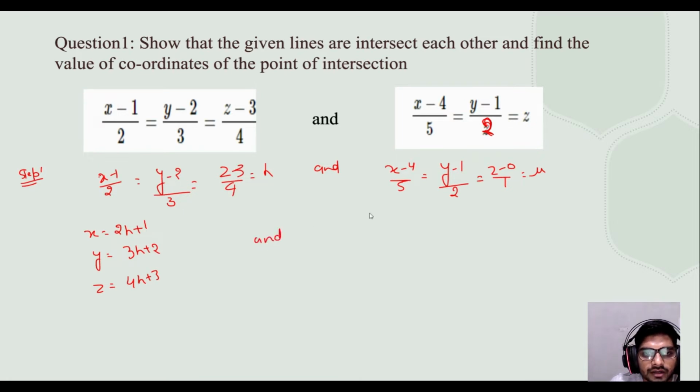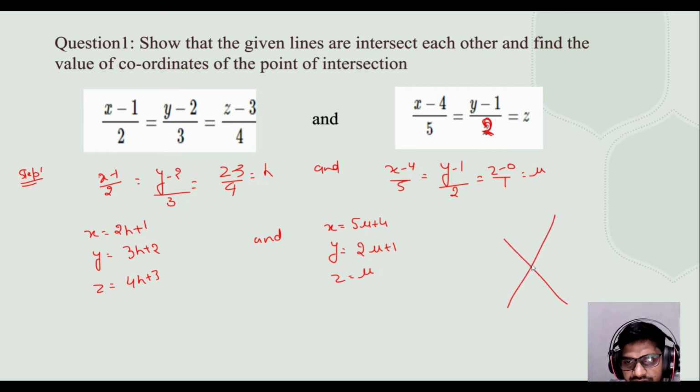What are the values of x, y and z from the second equation? x equals 5 mu plus 4, y equals 2 mu plus 1, and z equals mu. If these two lines intersect each other, they have a common point. If they have a common point, then the value of x will be the same for both, so we put this x equal to this x, y equal to y, and z equal to z.